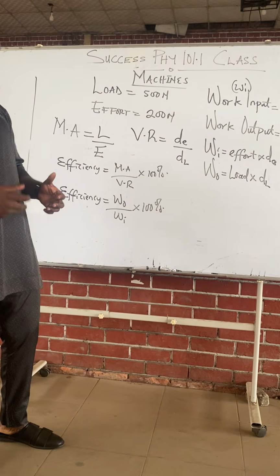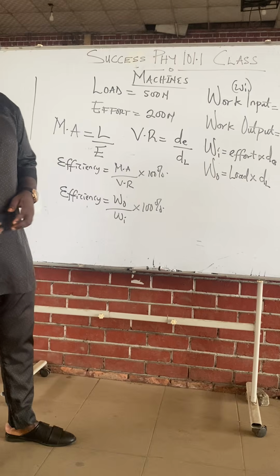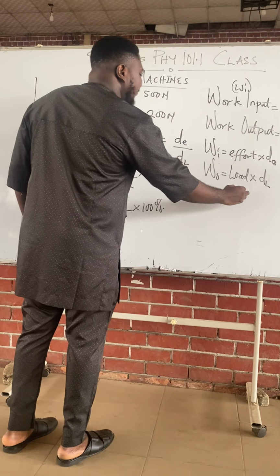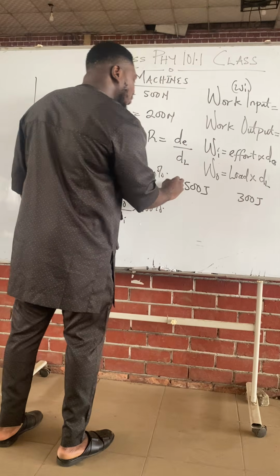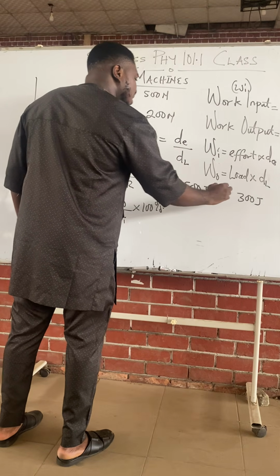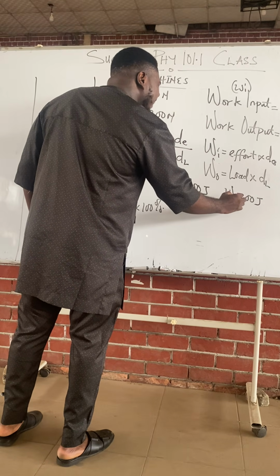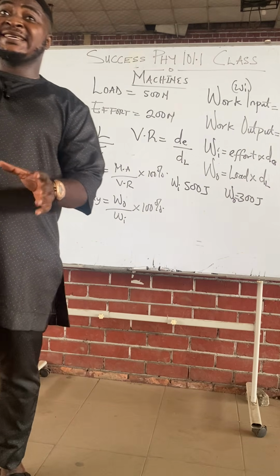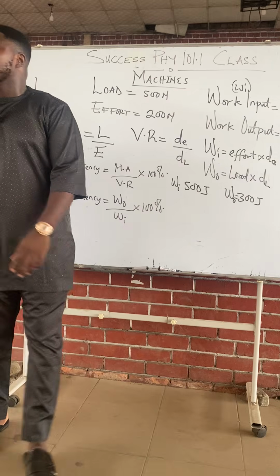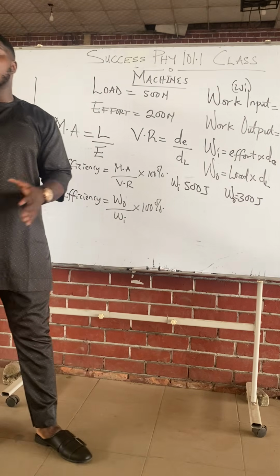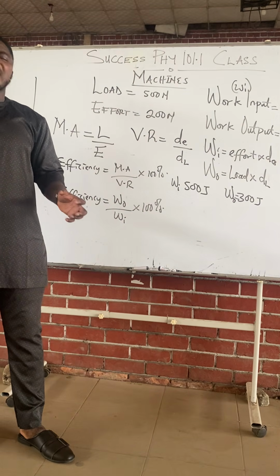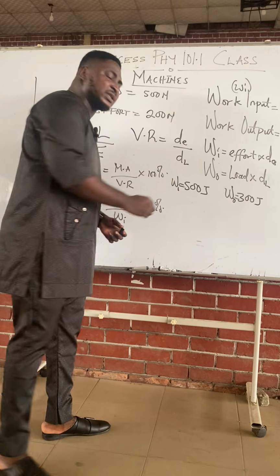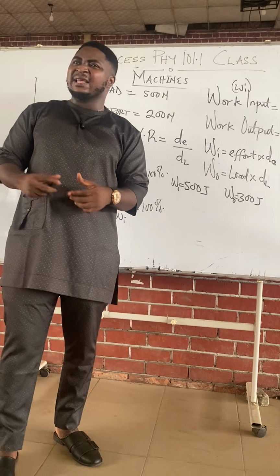Now, class, it's possible to put in a work of 500 joules, but you are getting out a work of 300 joules, and you are surprised what is going on. Class, for an ideal machine, the work output should be equal to the work input. When there is a disparity between the work input and the work output, just know that friction is what caused it. No machine is 100% efficient, class.